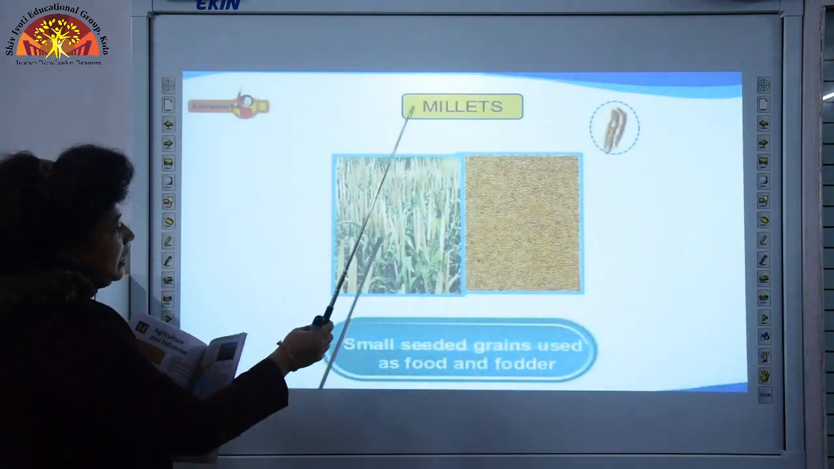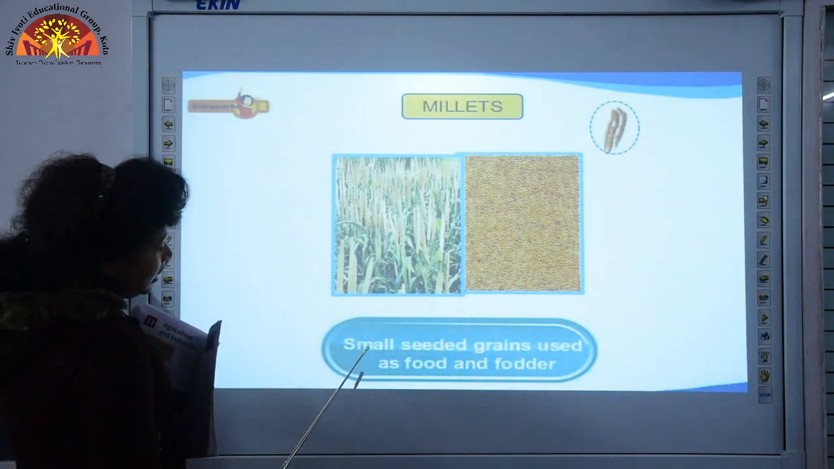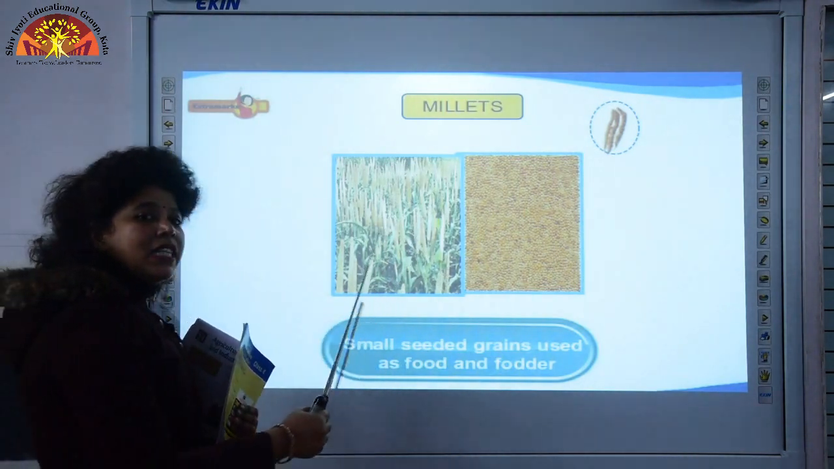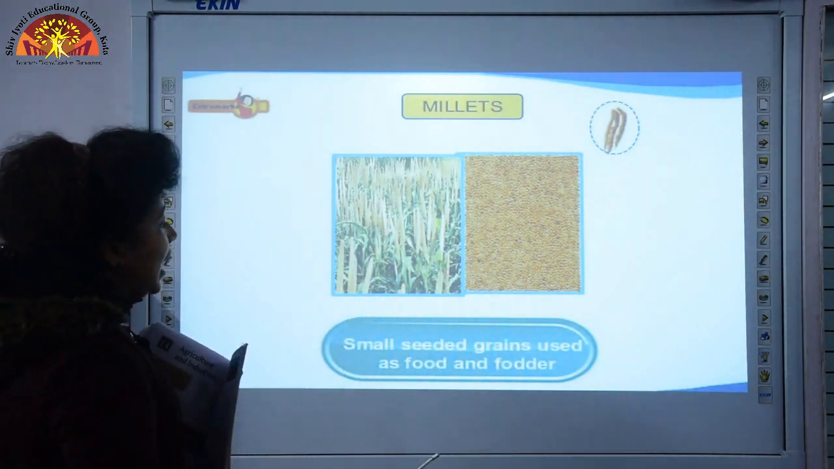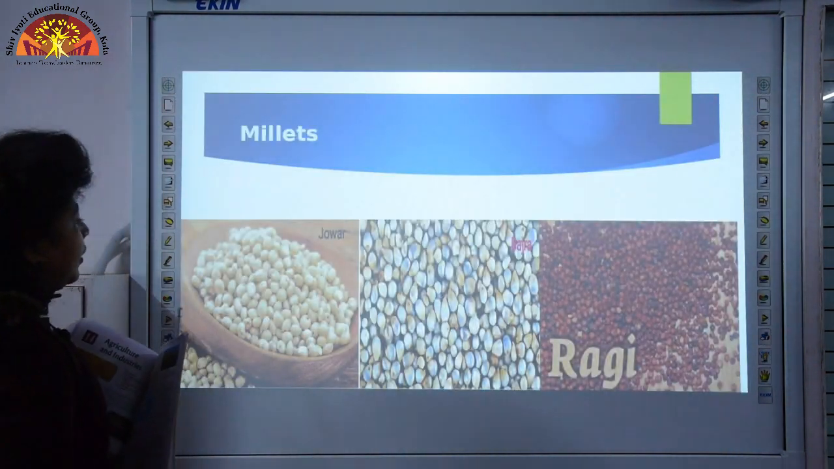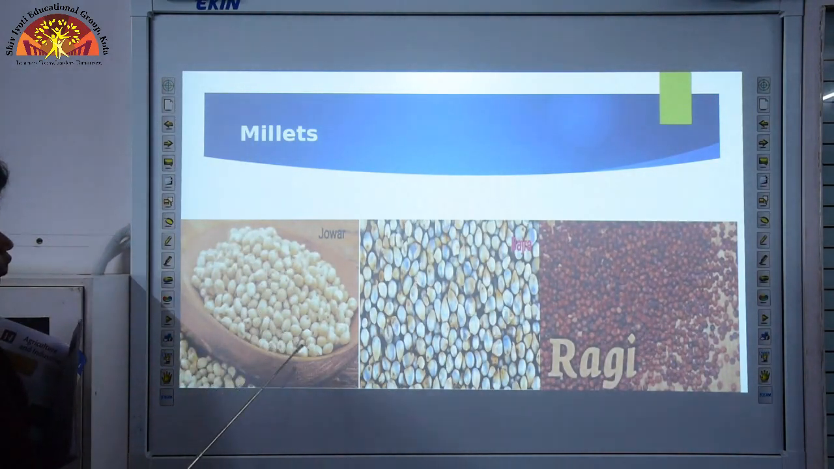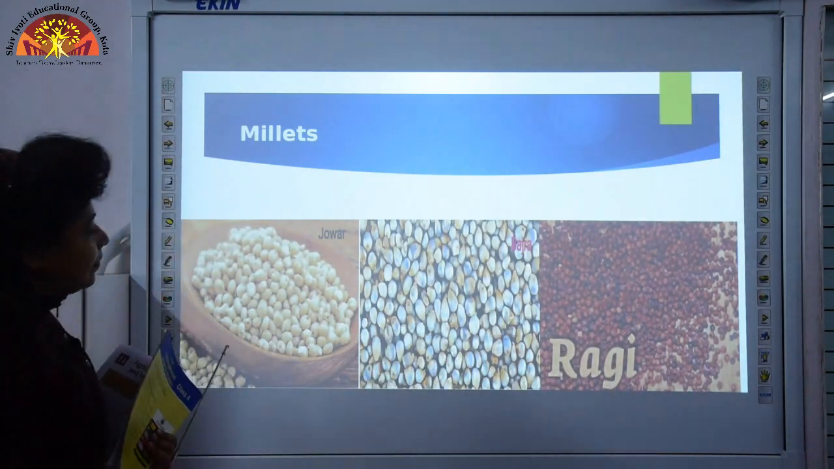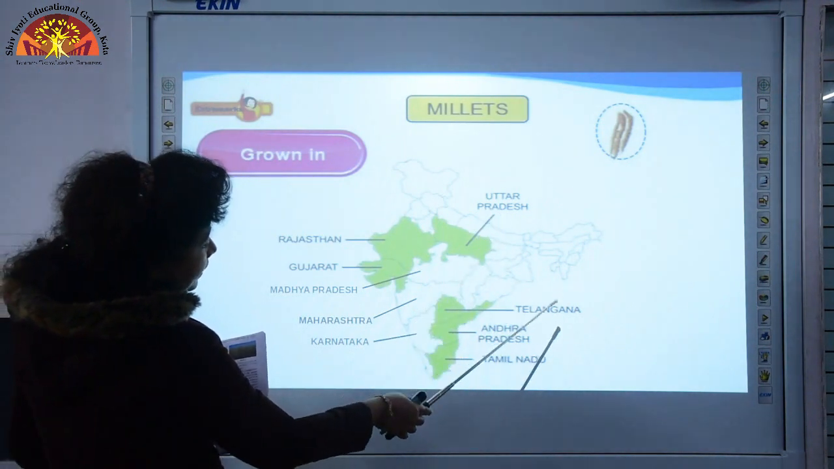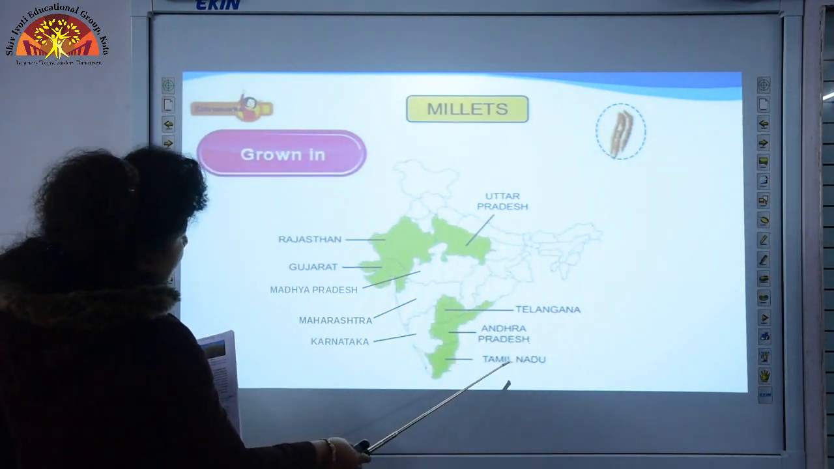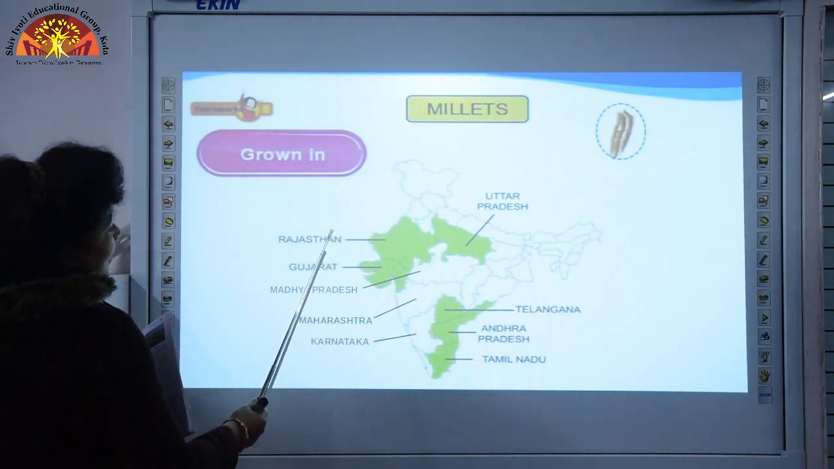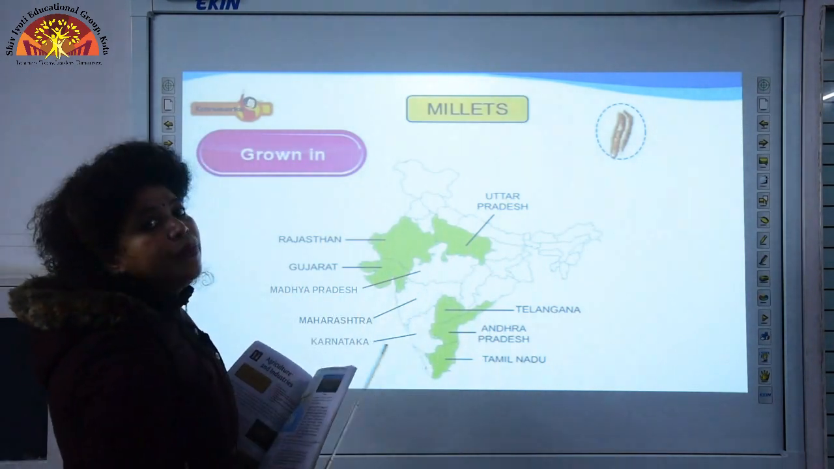Next we have millets. What are millets, children? Millets are small seeded grains used as food and fodder. These are much smaller in size than your regular grains. Some examples of millets are jowar, bajra and ragi. Millets are grown in states like Uttar Pradesh, Telangana, Andhra Pradesh, Tamil Nadu, Karnataka, Maharashtra, Madhya Pradesh, Gujarat and Rajasthan.